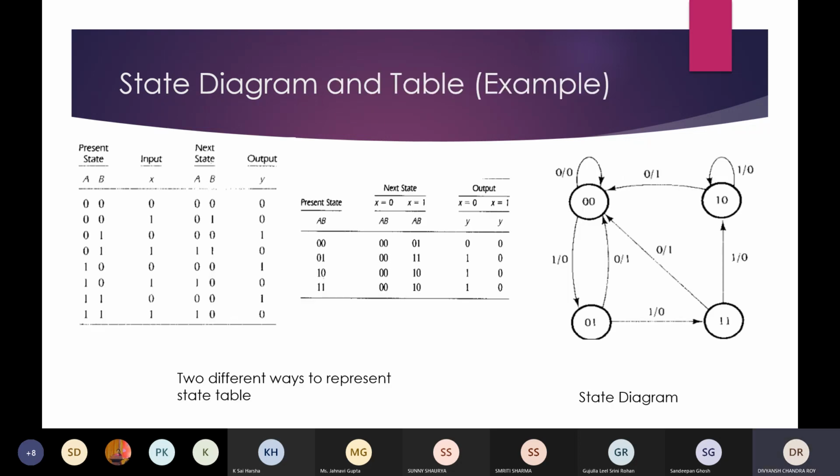This is an example of a state table. Here you can see that if my present state is 0 0 and input is 0, then my next state is going to be 0 0 and the corresponding output is 0. Same happens if my present state is 0 0, input is 1, and then next state will be 0 1 and the output will be 0. Same thing is represented here in the state diagram.